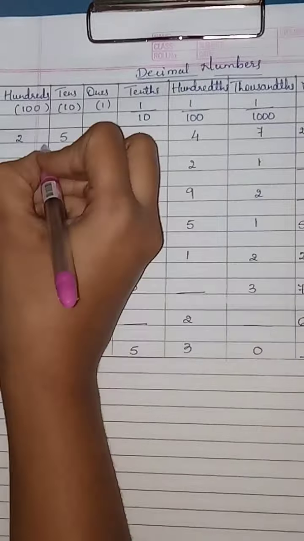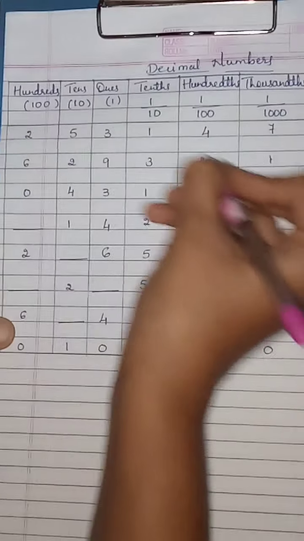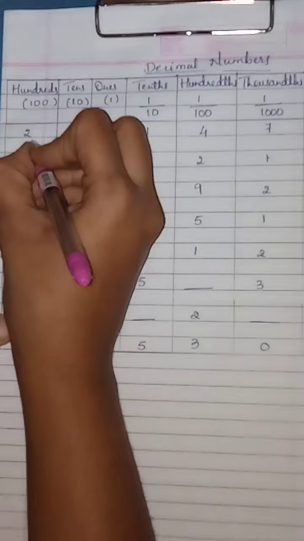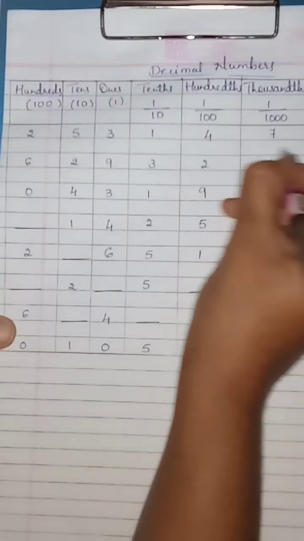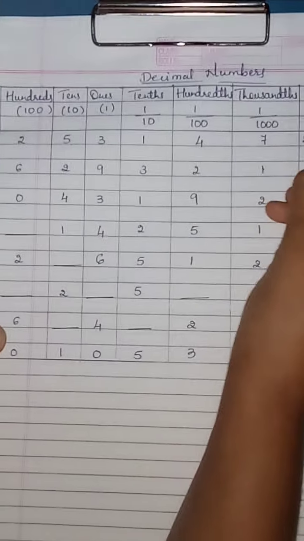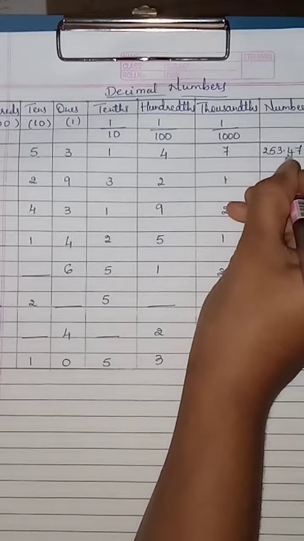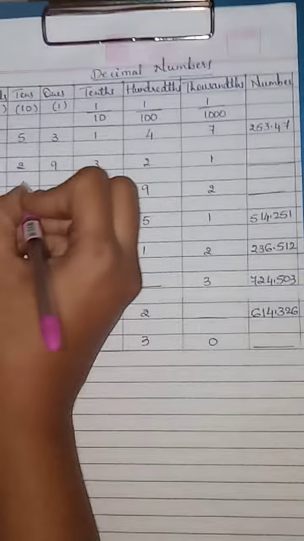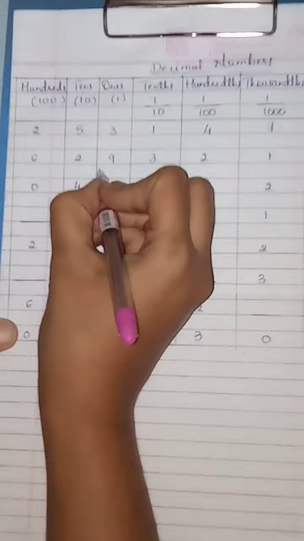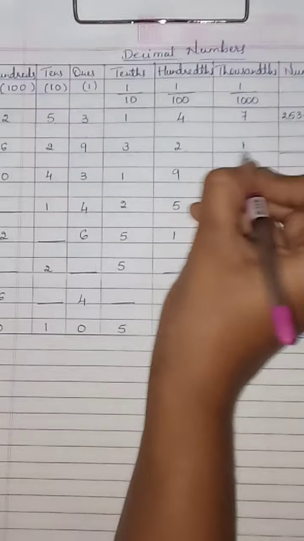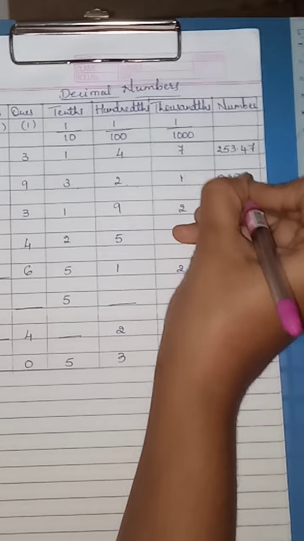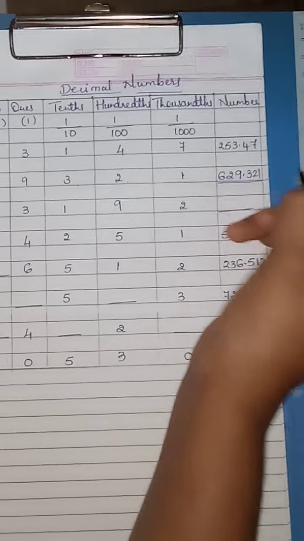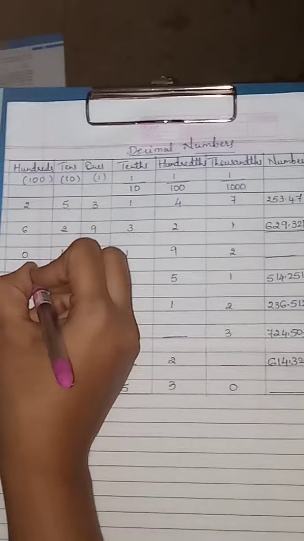See, here in the first one, in the whole number part 253 is there, and in the decimal part 147 is there. Therefore, the number will be 253.147. See the second one, in the whole number part 629 is there, and in the decimal part 321 is there. Therefore, the number will be 629.321.